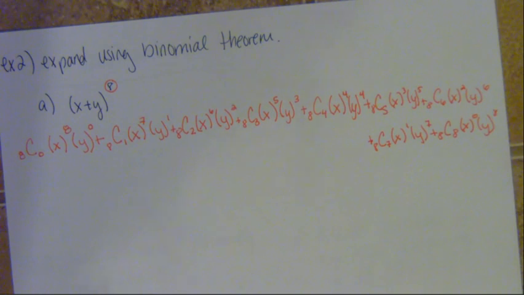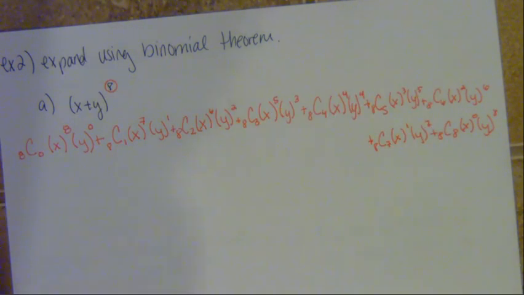All right, so now we're going to start typing this into our calculator. You're literally going to type in 8 choose 0. If you need to see that, okay, 8 choose 0, there it is, 1.